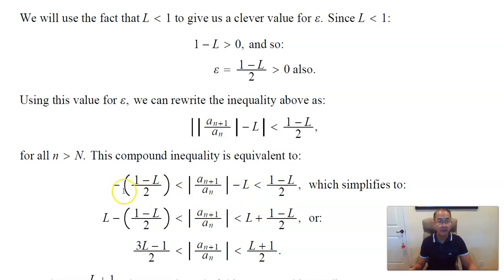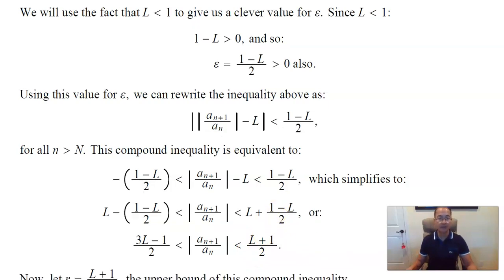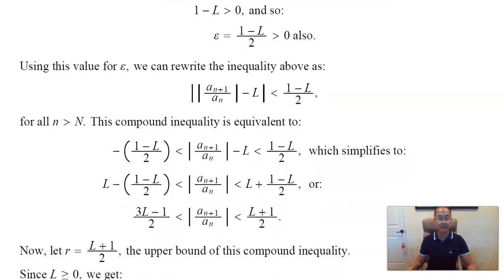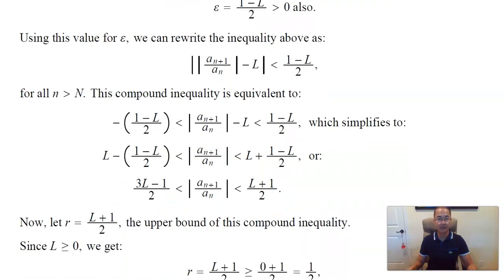Now add L to all the parts of this inequality and simplify. Okay, so you have L minus this, 2L plus L is 3L minus 1. 2L minus L is L plus 1. So the ratio |a_{n+1}/a_n| is between those two numbers.